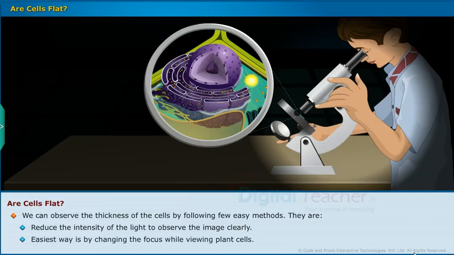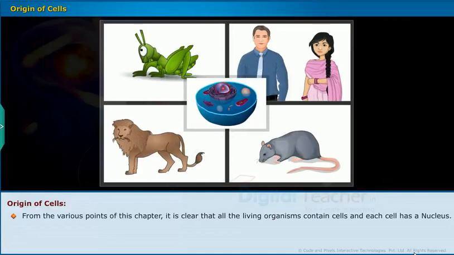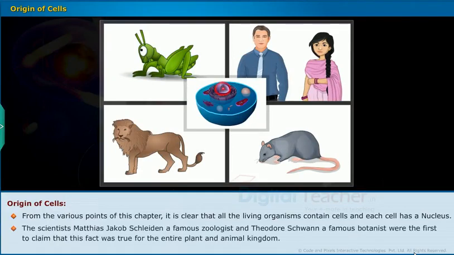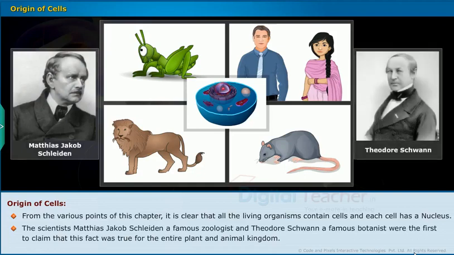Now, let us learn about the origin of cells. From the various points of this chapter, it is clear that all the living organisms contain cells and each cell has a nucleus. The scientists Matthias Jakob Schleiden, a famous zoologist, and Theodore Schwann, a famous botanist, were the first to claim that this fact was true for the entire plant and animal kingdom.